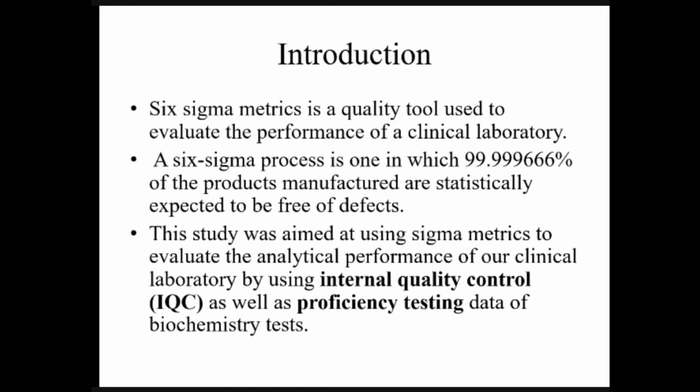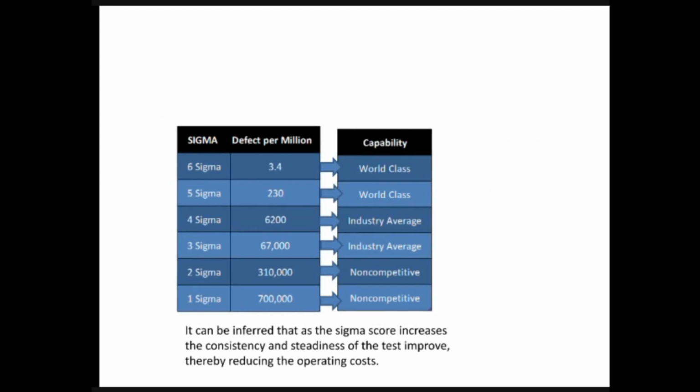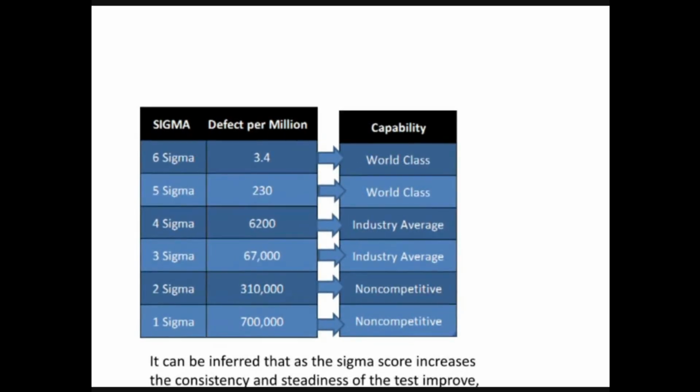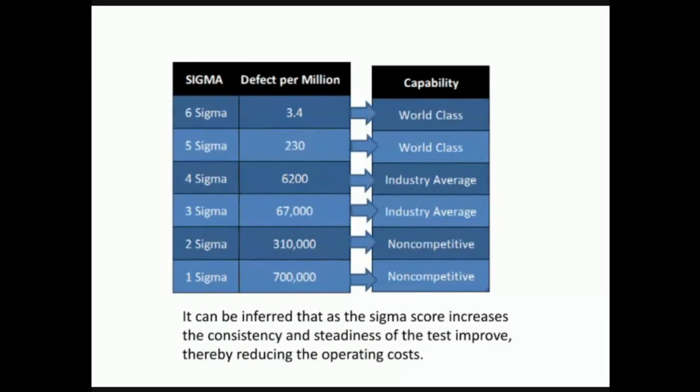Second, and most important, it helps to reduce the operational costs. If we see the Sigma chart, if something falls under 1 Sigma, then there are 700,000 defects per million, and this is not considered good at all. So it is non-competitive capability. If it is 2 Sigma, it is 310,000 defects per million, and this is also a non-competitive capability. This means it is also not at all good.